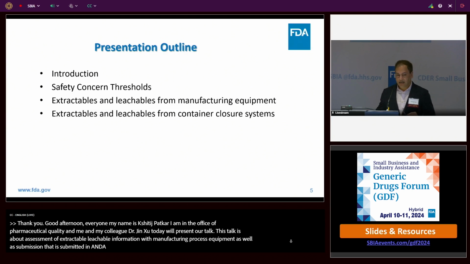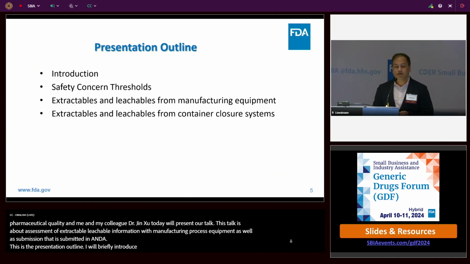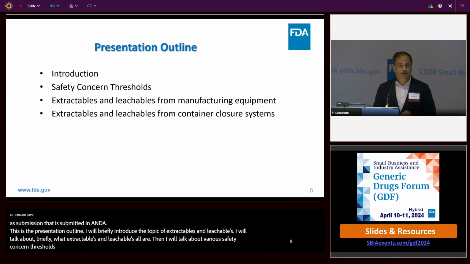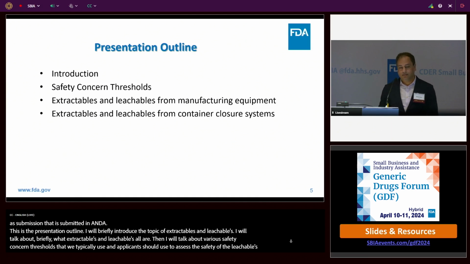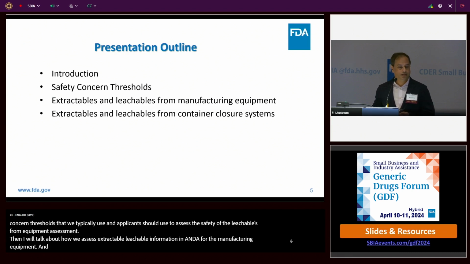So this is the presentation outline. I will briefly introduce the topic of extractables and leachables, and what extractables and leachables are. Then I'll briefly talk about various safety concern thresholds that an applicant should use to assess the safety of the leachables from equipment or container closure systems. Then I will talk about how we assess extractables and leachables information in ANDAs for the manufacturing equipment, and Dr. Shu will talk about extractables and leachables from container closure systems.